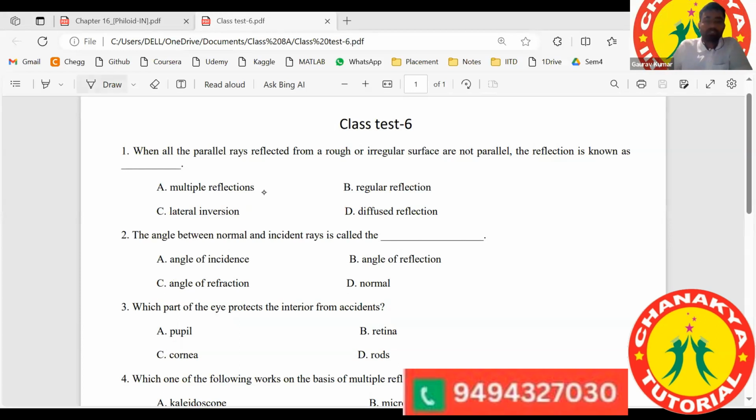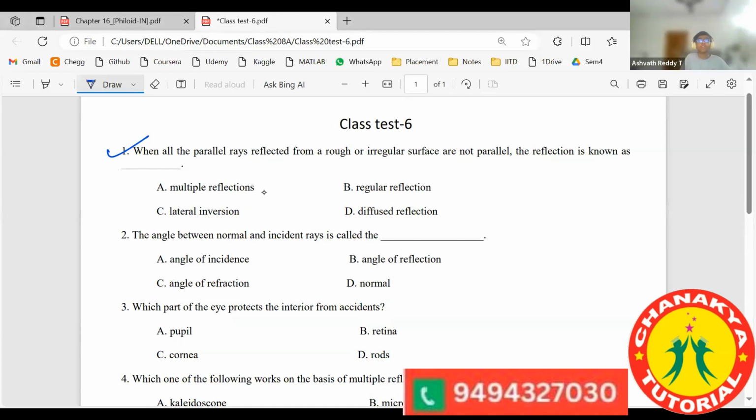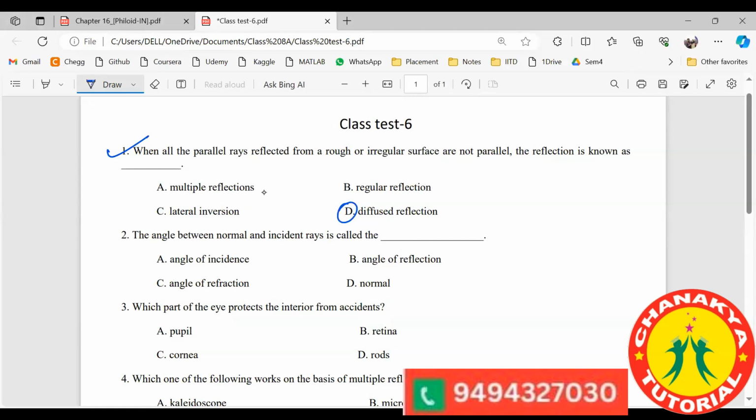Fine. Let's start with question number one. When all the parallel rays reflected from a rough or irregular surface are not parallel, the reflection is known as diffuse reflection. Does anyone have any doubt? No, sir. Okay.